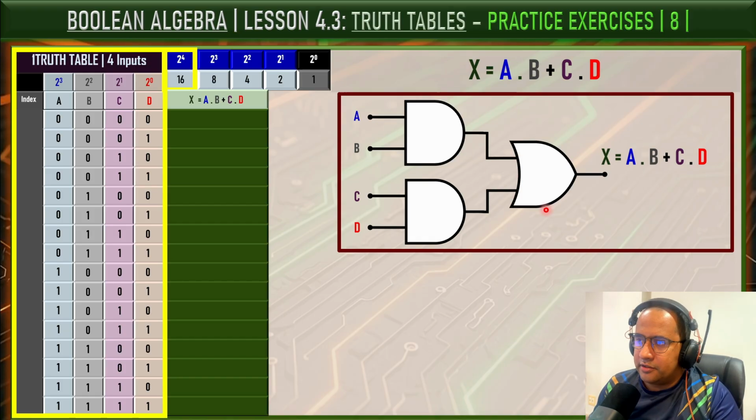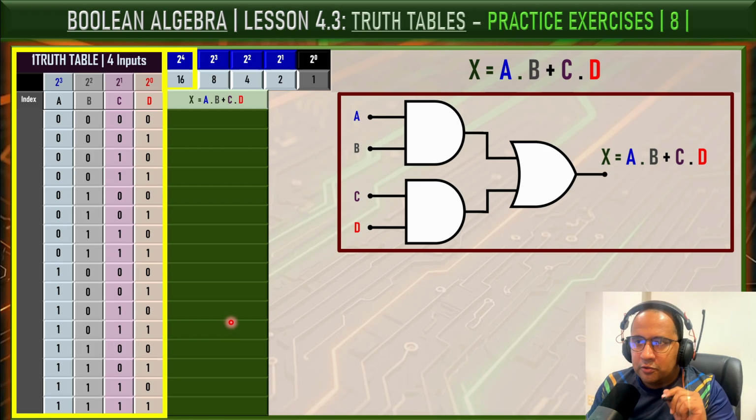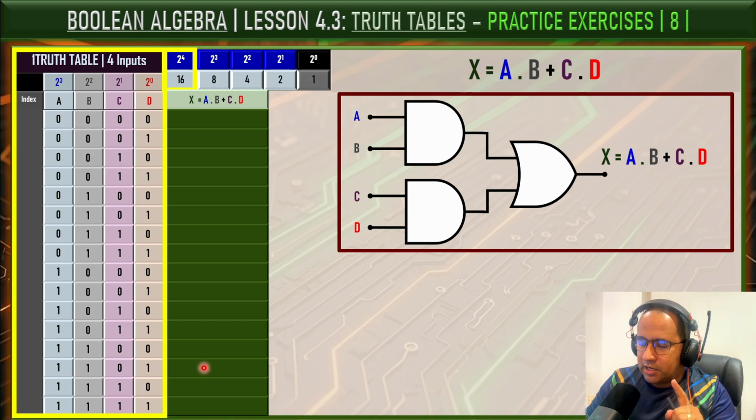Let's analyze the circuit together. Notice that this function is composed of 2 AND gates whose outputs are connected to an OR gate, okay? The first AND gate becomes active only when both A and B are equal to 1. Similarly, the second AND gate becomes active only when both C and D are equal to 1. And because both intermediate signals are connected to an OR gate, the final output becomes 1 whenever at least one of these AND gates produces a logic 1, okay? Therefore, every row where A and B are simultaneously equal to 1, the output becomes 1.